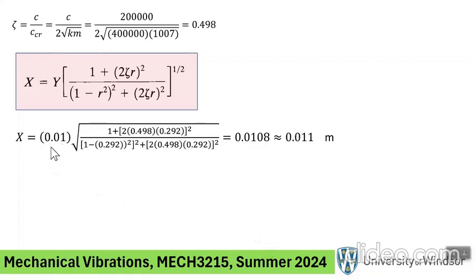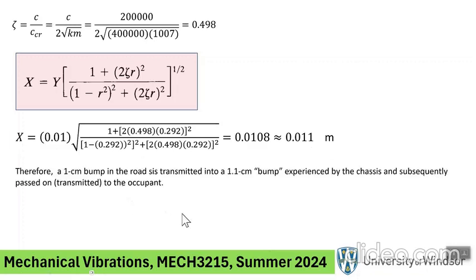So a road amplitude of 1 centimeter, big Y being 0.01 meters, means the car chassis will move 1.1 centimeters. Now we have solved it for this particular problem. If you gave me V and the mass of the car, I could find big X.